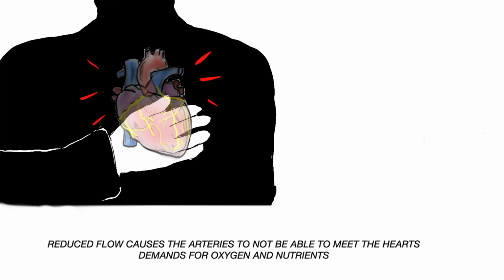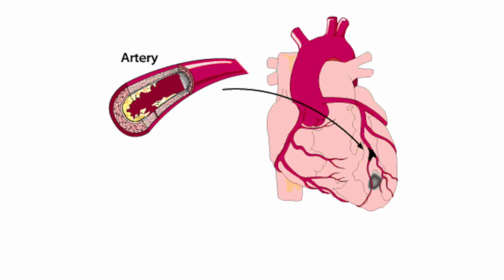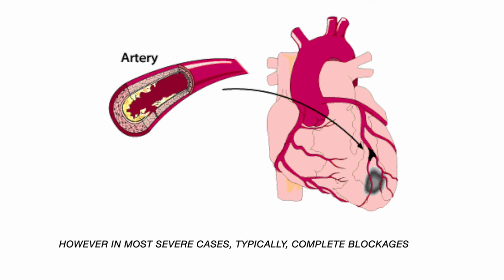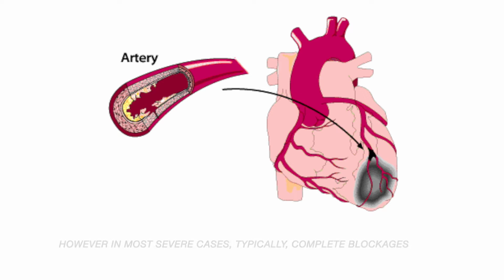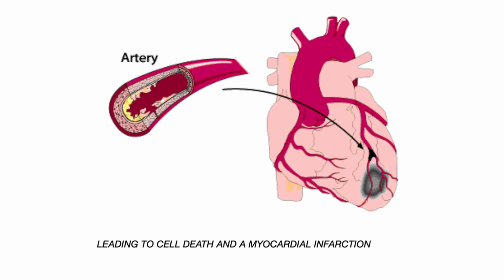Reduced flow causes the arteries to not be able to meet the heart's demands for oxygen and nutrients. Chest pain, also known as angina, is a common symptom of partial blockages. However, in most severe cases, typically complete blockages deprive the myocardial cells of any oxygen or nutrients, leading to cell death and a myocardial infarction.